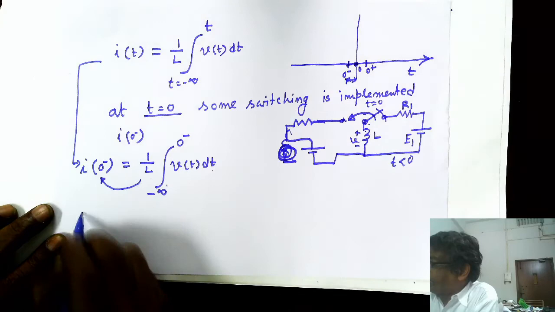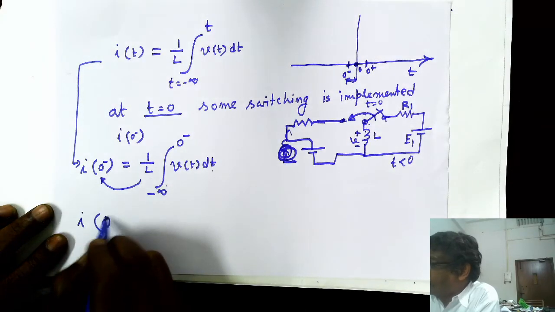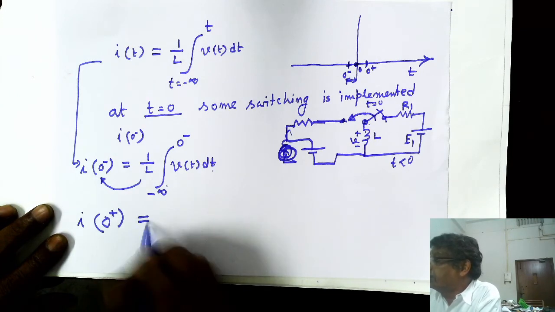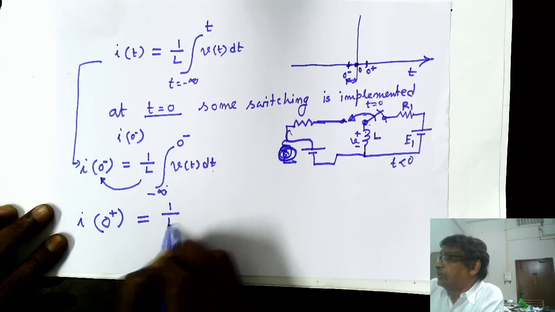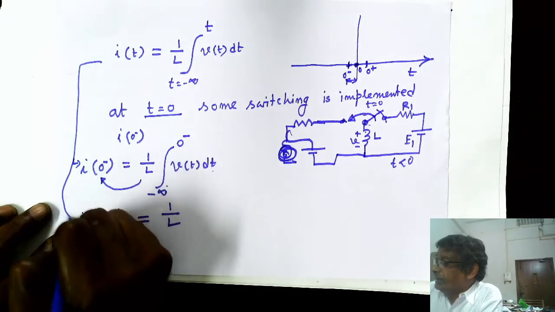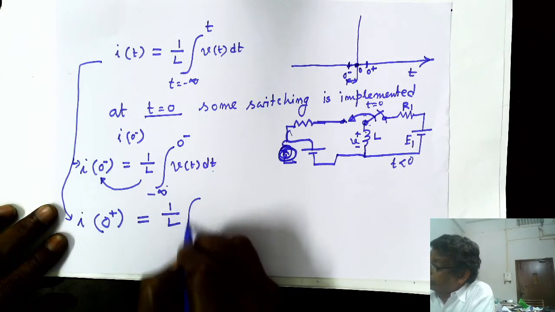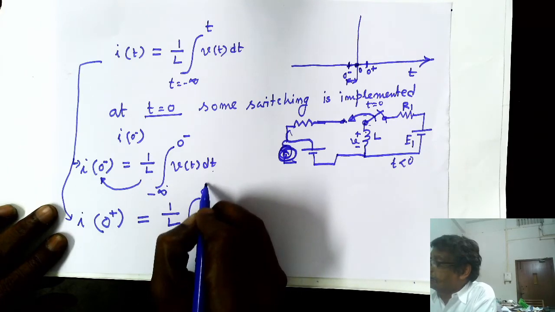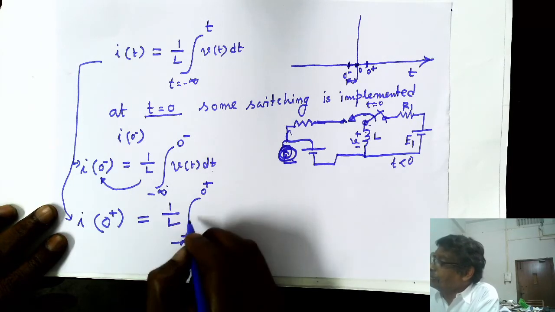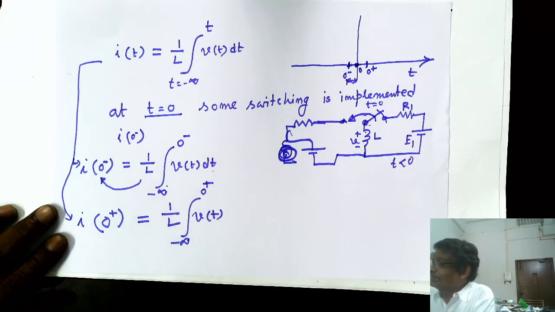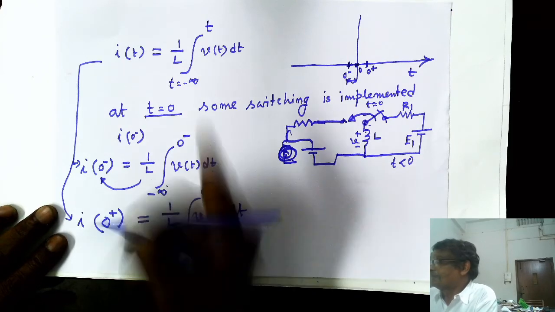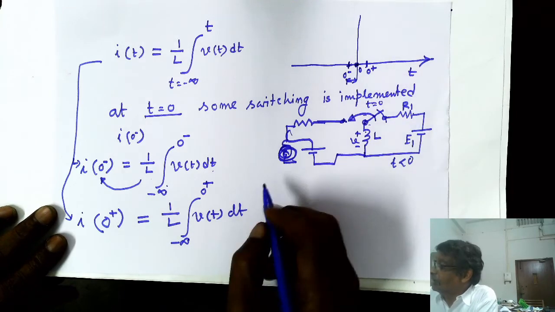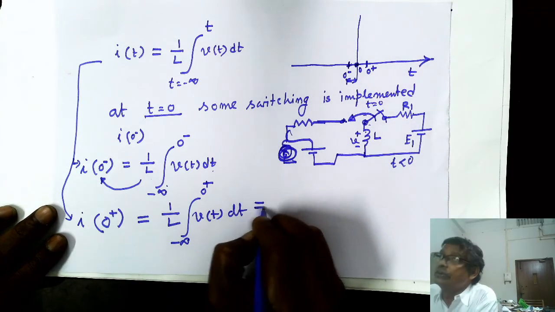Similarly, somebody may write i(0 plus), the current through the inductor at t equal to 0 plus. By virtue of the same equation, he will say that this is equal to 1 by L times the integral from minus infinity to 0 plus of v dt. That is what he will say. 0 plus is immediately for t greater than 0. Now, this can be written into two pieces.